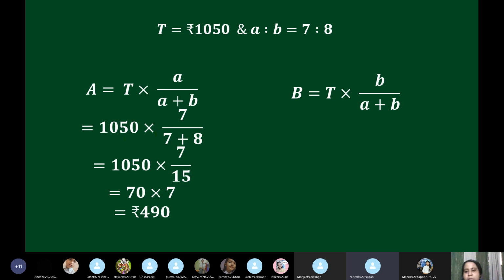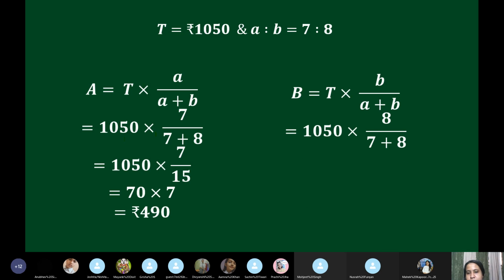Right. So C equals T, the total quantity, multiplied by C upon A plus B plus C. For A it will be T into A upon A plus B plus C. For B it will be T into B upon A plus B plus C. And for C it will be T into C upon A plus B plus C. The rest you can calculate by substituting the values.